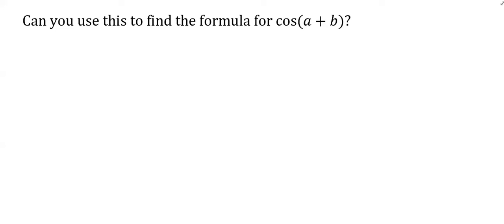Okay, I'm going to give you a couple of minutes, and now you get to derive all by yourself, independently, the formula for cos of A plus B. But it doesn't look anything like the one we just did, so don't worry, because look at what this says. Can you use this formula to find the formula for cos of A plus B? I want you to see if you can think of anything. How can you use cos A minus B to turn it into cos A plus B? I just want you to think about that and see if you can figure something out first.